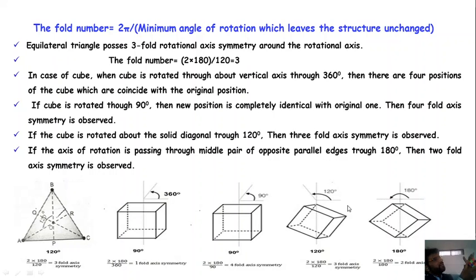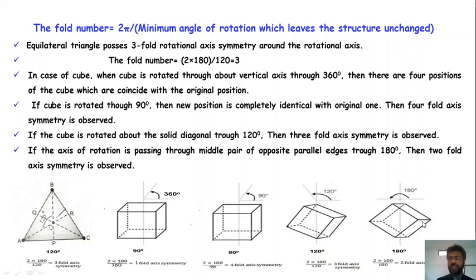That means here if we rotate it, this is the diagonal from this corner to this corner, and if we rotate it along the diagonal through 120 degrees, then we get the threefold axis type of symmetry.